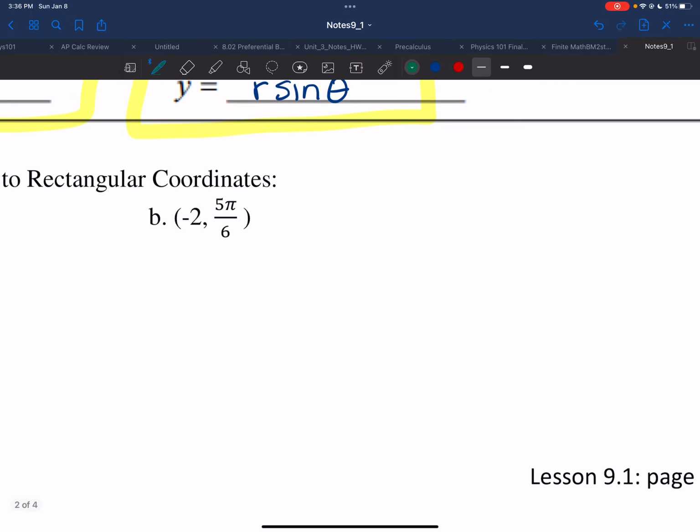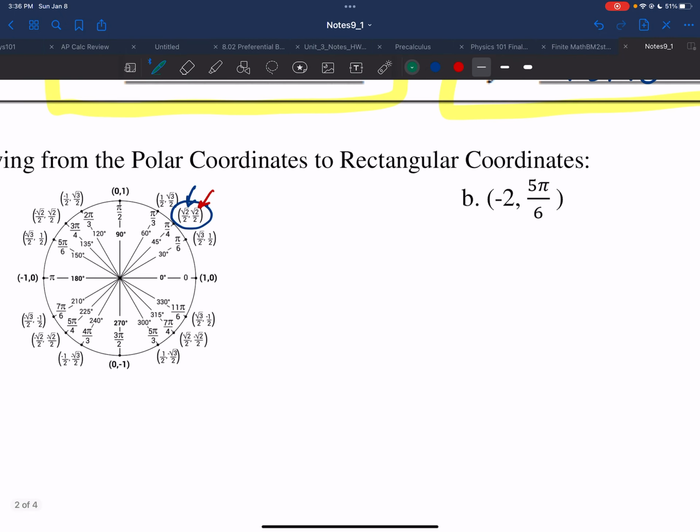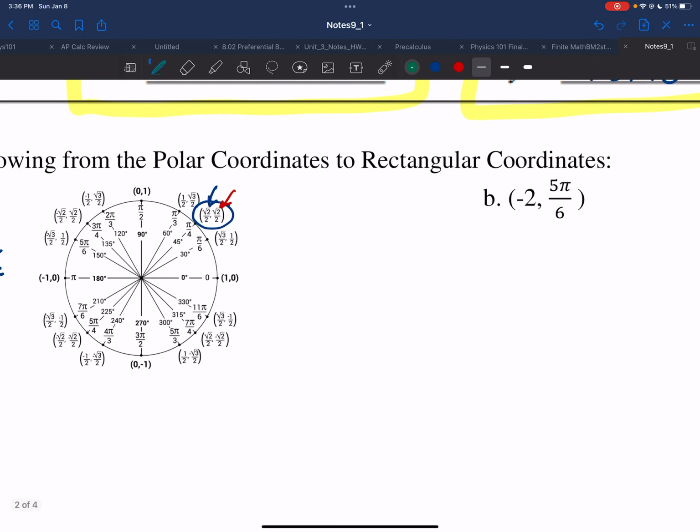All right, let's take a look at this one here. We have negative 5 pi over 6. So 5 pi over 6 is right here. But remember, because it's negative, we're going to go in this direction. So we're really looking at 11 pi over 6, or what we could do is call that the equivalent of negative pi over 6. Either way, it's the same thing. So this is what we're going to have for our sine and cosine.